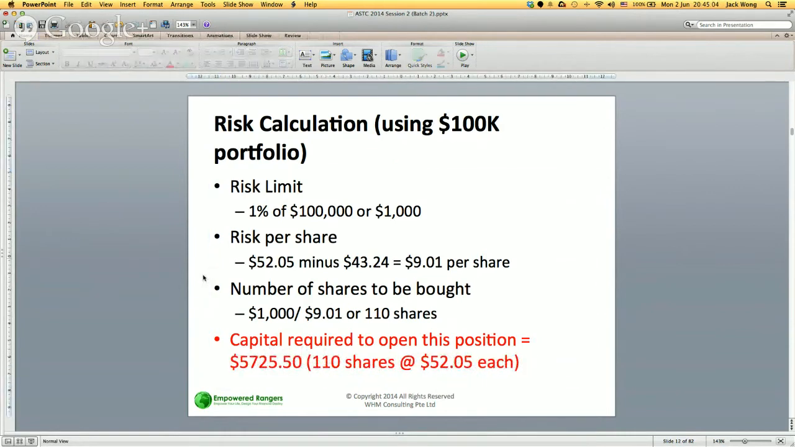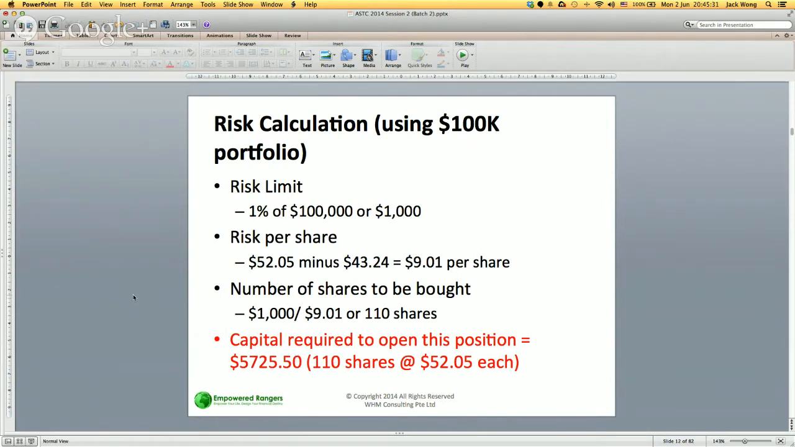Now this is the formula that we used last week, the risk per share formula, which is the entry price minus the stop loss, equals the risk per share. Portfolio risk will be 1,000, which is 1% of 100,000, divided by the risk per share. So that gives us 110 shares. So my account has to have 5,725.5 in order to buy 110 shares.